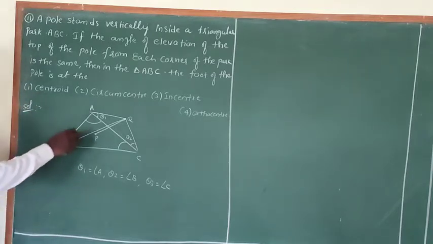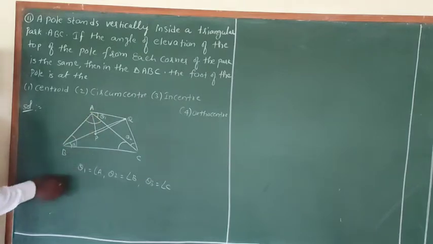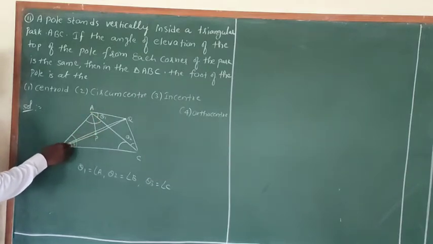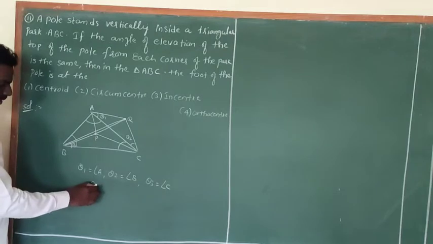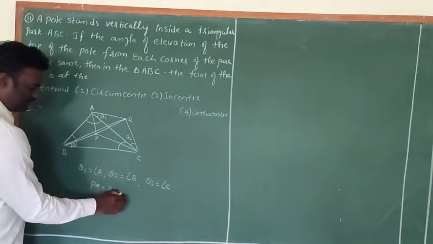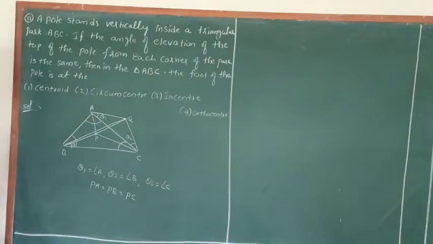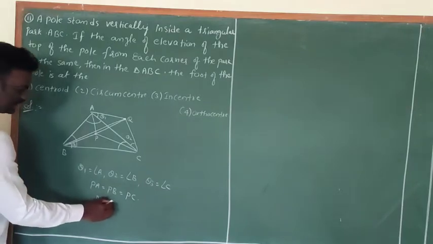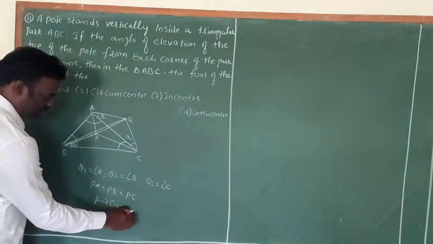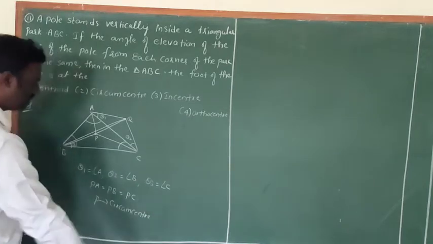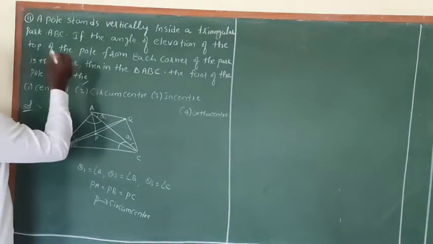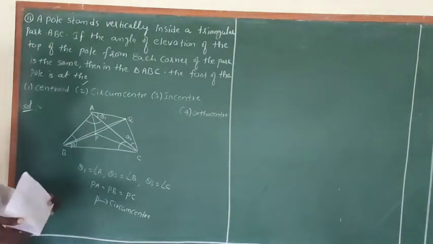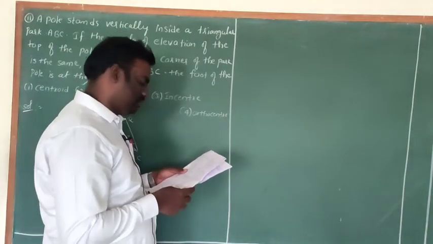If it is the same, now this PA distance, this PB distance and PC distance, these three are equal. Now PA is equal to PB is equal to PC. If PA equals PB equals PC, then P can be written as what? Circumcenter. Then P can be written as circumcenter. That is nothing but option 2 is the correct answer for this question number 11.